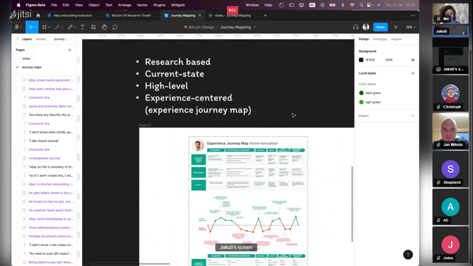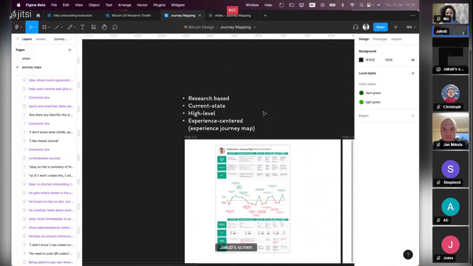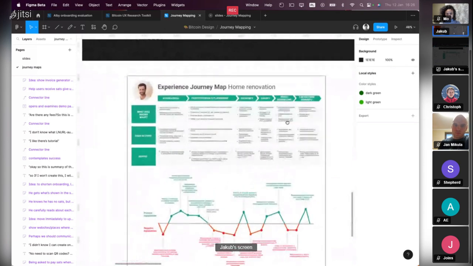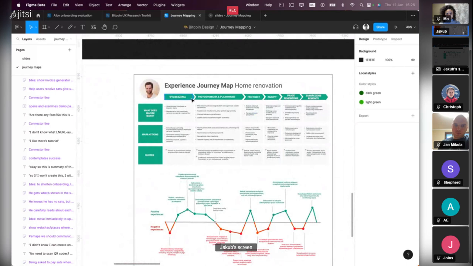It's very high level. It's not detailed because each phase here is basically a phase of a house renovation that can take weeks or months, and it's experience centered. Yeah, it's experience centered because it maps a house renovation experience, not any particular product or service.